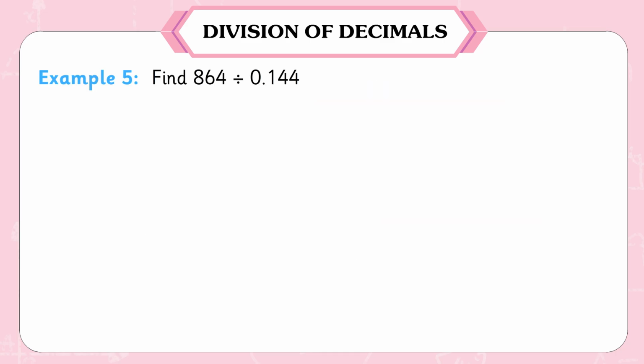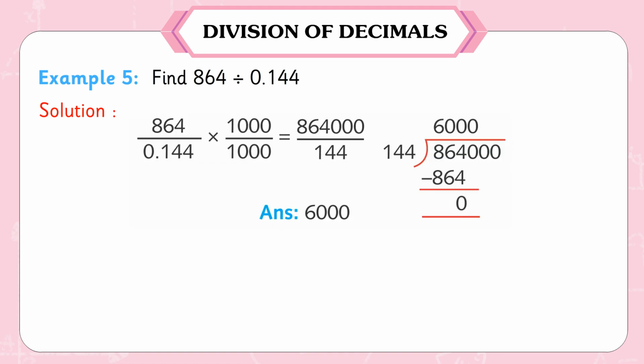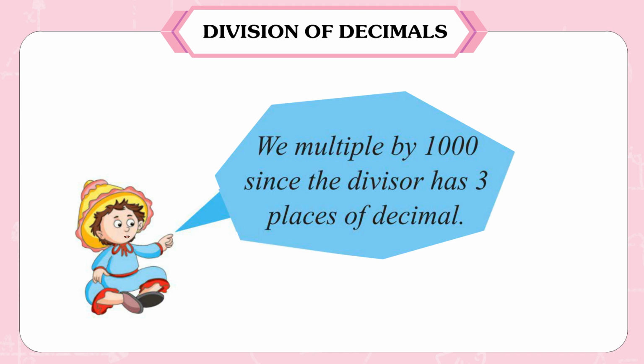Example 5. Find 864 divided by 0.144. Solution: 864 upon 0.144 into 1000 upon 1000 is equal to 8,64,000 upon 144. 8,64,000 by 144: minus 864, 0. 6,000. Answer: 6,000. We multiply by 1000 since the divisor has three places of decimal.